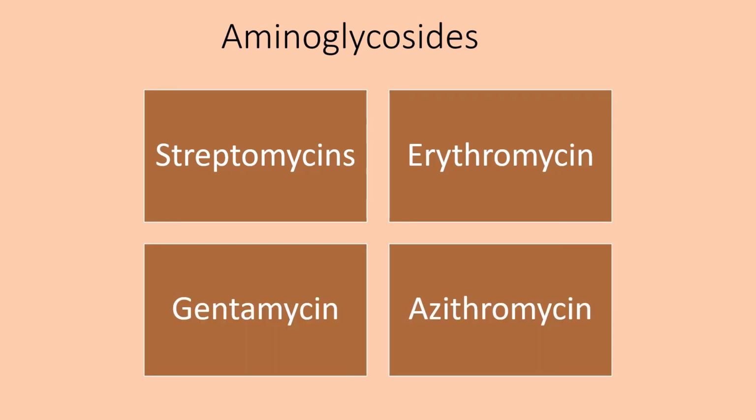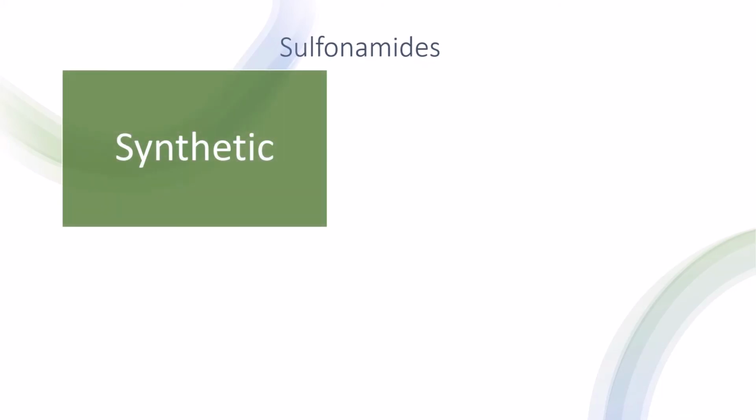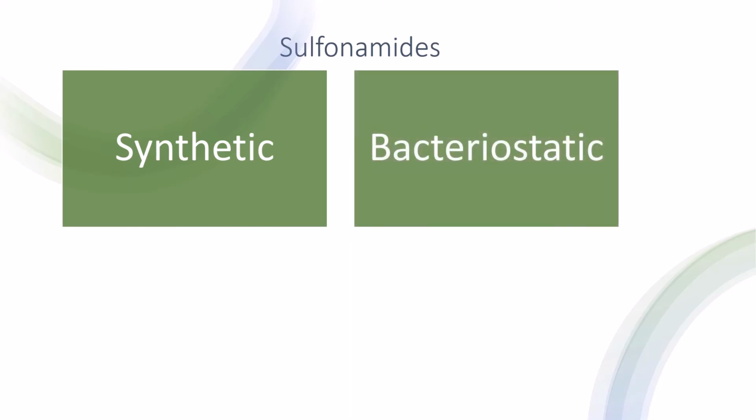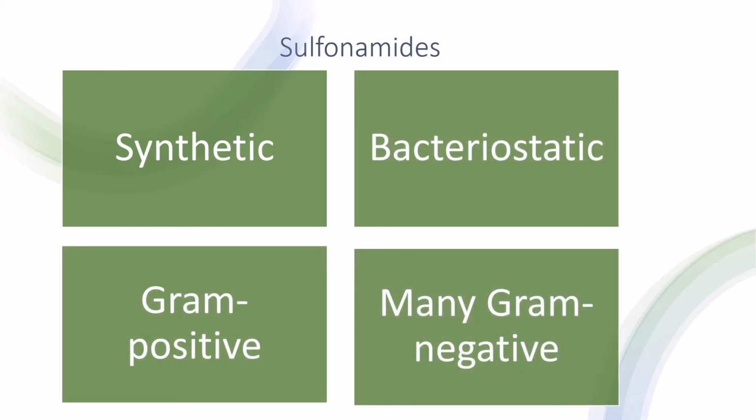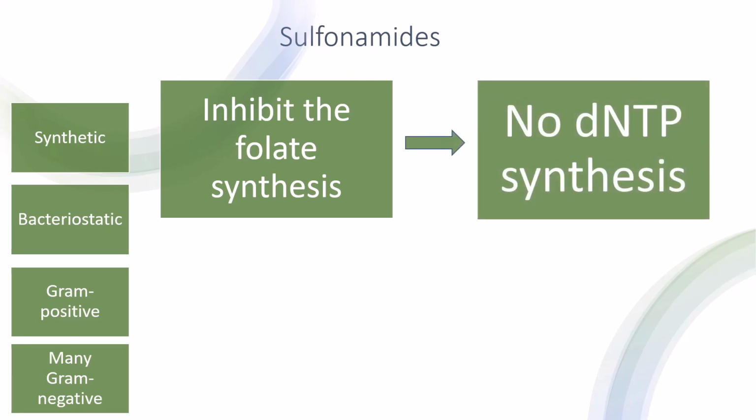The complete class of sulfonamides is synthetic, but the other subclasses are extracted from living organisms and then produced synthetically, while this class is completely synthetic. The antibiotics in this class act bacteriostatic and are effective against both gram-positive as well as gram-negative bacteria. Most sulfonamides inhibit the folate synthesis in the cell. Folate is also known as vitamin B9. Vitamin B9 or folate is actually very necessary for dNTP or nucleotide triphosphate synthesis. These are the nucleotides that are needed for DNA or RNA synthesis.